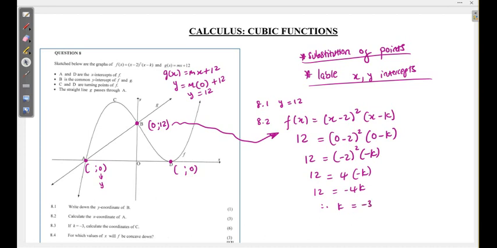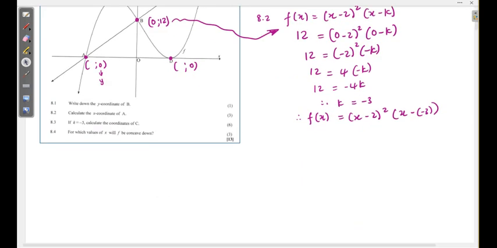Now that you have k as negative 3, you then say, therefore, I now know that my f of x is equal to x minus 2 all squared, times x minus negative 3. Once you have this, you can say our f of x is x minus 2 all squared, times x plus 3. Now you have the equation of f.